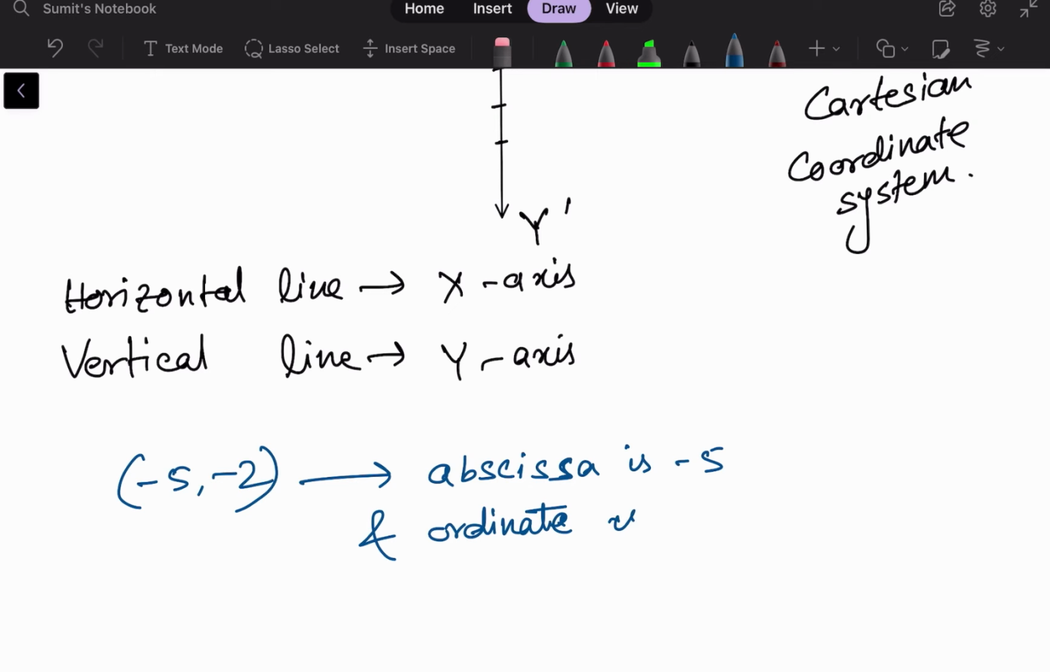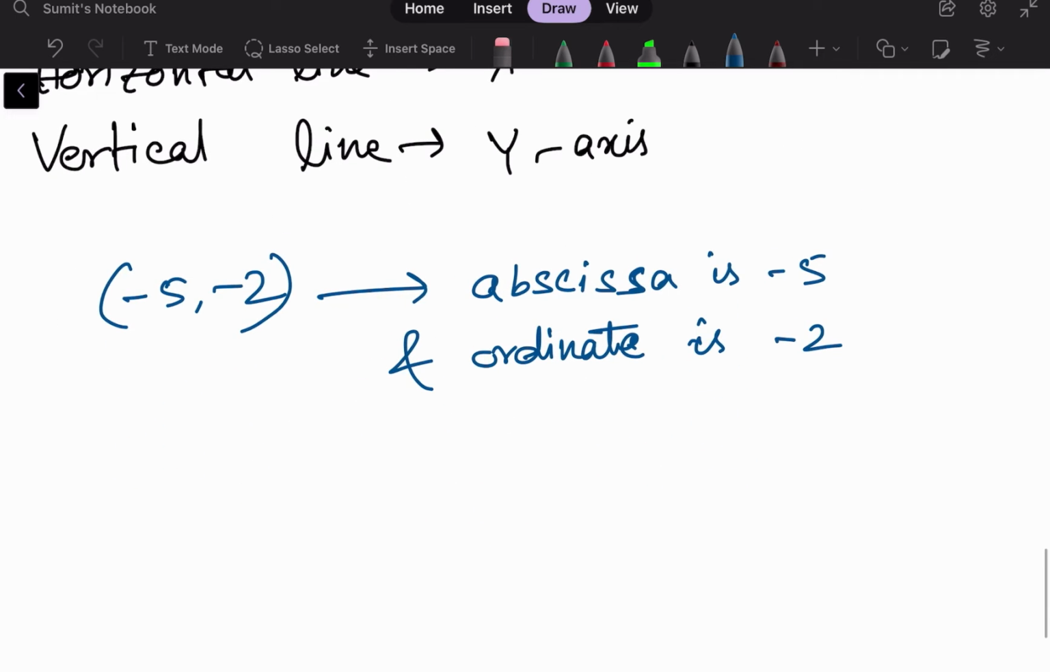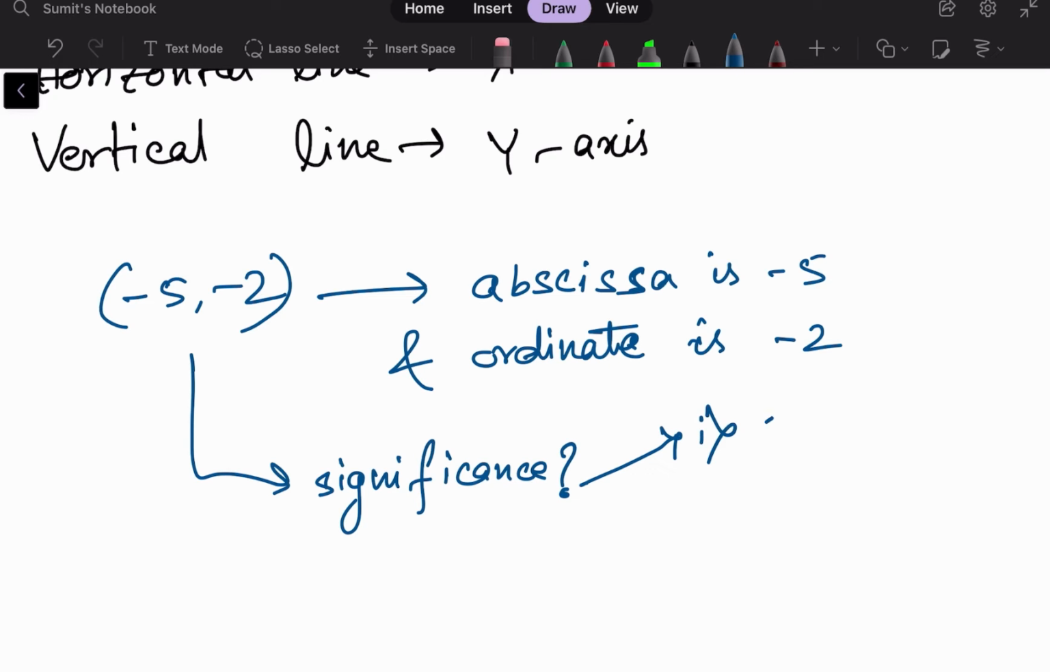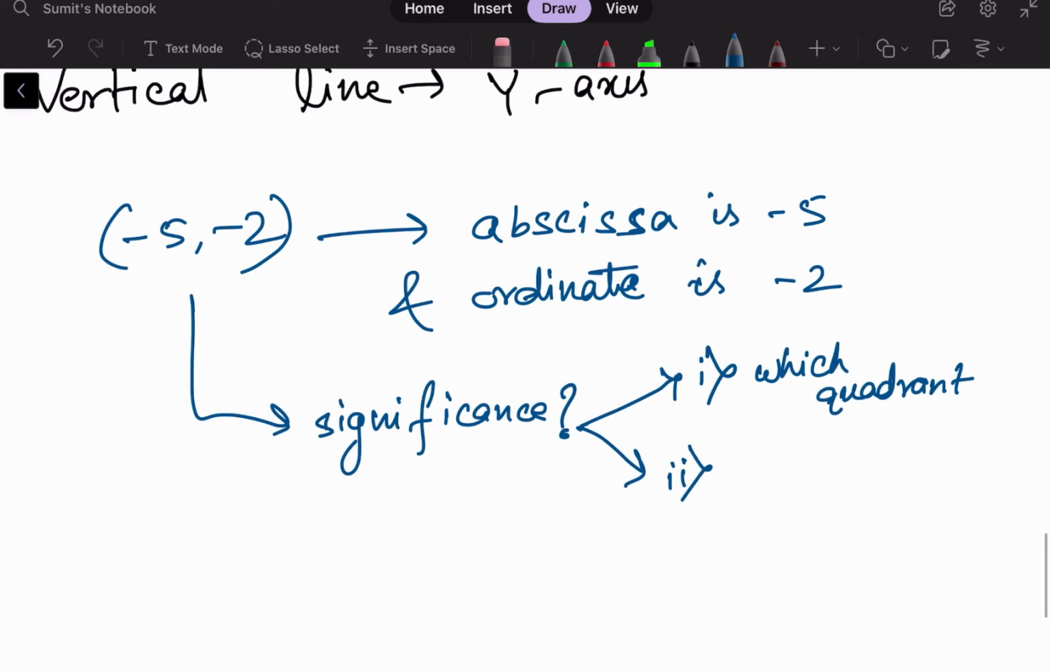So what is the significance of that point? Significance means the first question that will arise is on which quadrant it will lie. And the second question is how to put, or plot, this point. This question will arise, right?